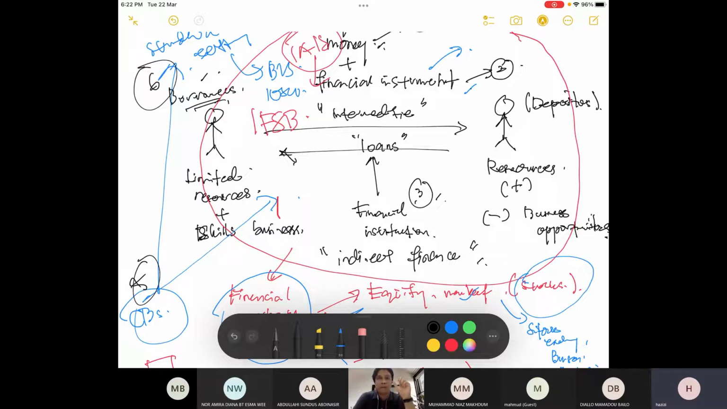For example, the application of present value. In order for you to estimate or value a certain financial asset, you need this principle of present value. By applying some interest rate, you can then price a certain financial instrument, financial asset. So that's part of financial management.